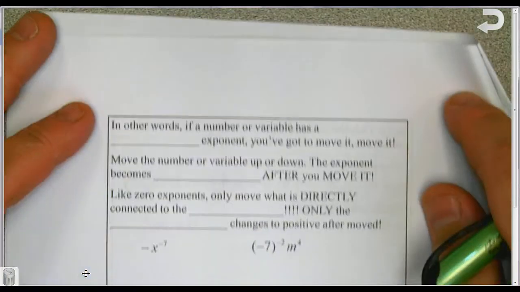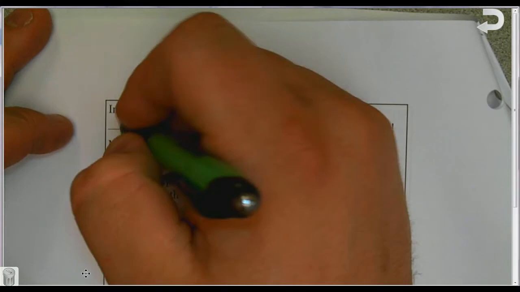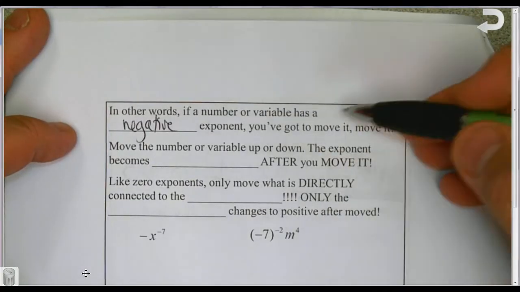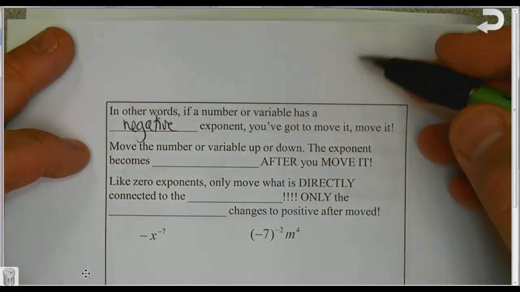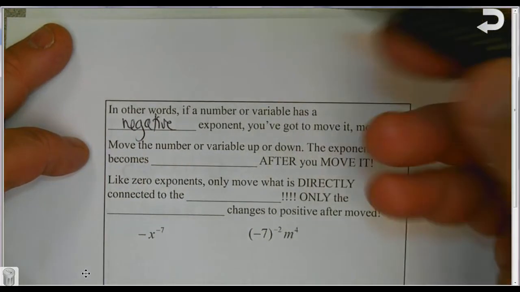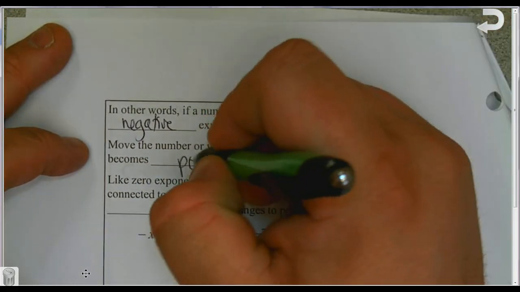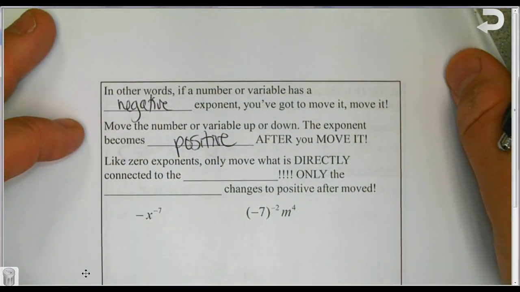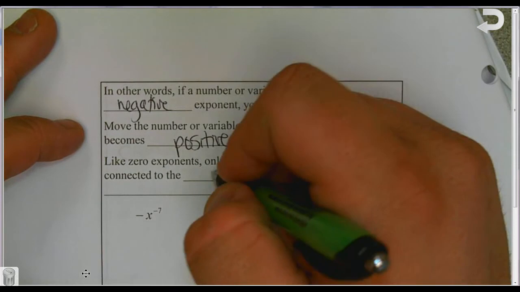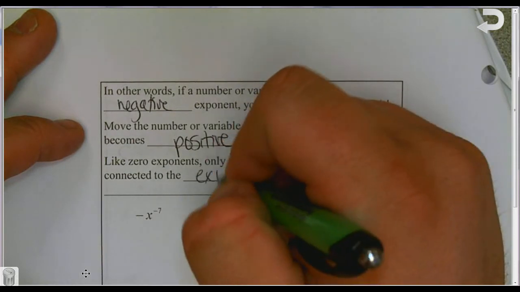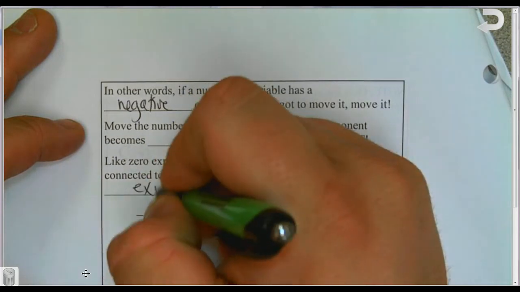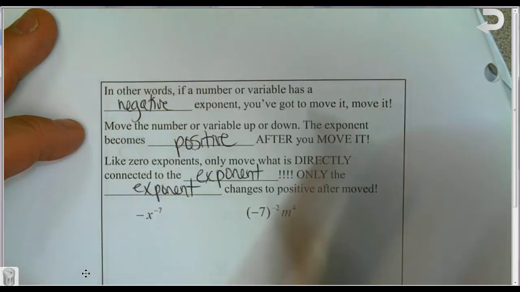So in other words, if a number or a variable has a negative exponent, you have to move it. You move the number or the variable up or down. Once you move it to the other side, the exponent becomes positive. Like 0 exponents, you can only move what is directly connected to the exponent. And only the exponent changes to positive after moved.